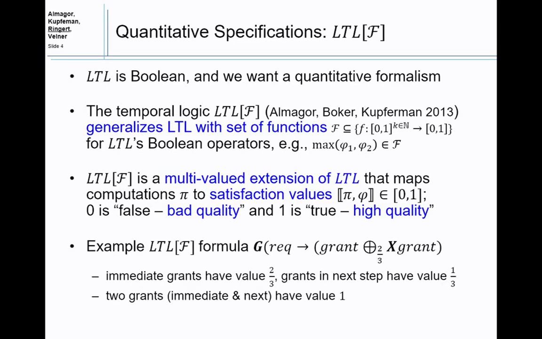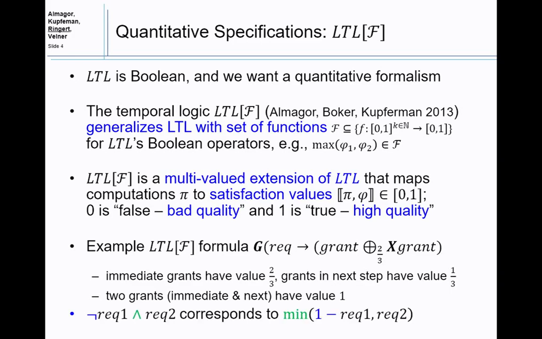So one example for an LTLF specification would be: globally, a request implies an immediate grant and the weighted average with the grant in the next step. So this weighted average would mean that if we always get immediate grants after the request, we have satisfaction value 2/3. And if we only get the grants in the next step, we would only have 1/3. If we get both, we have satisfaction value 1.